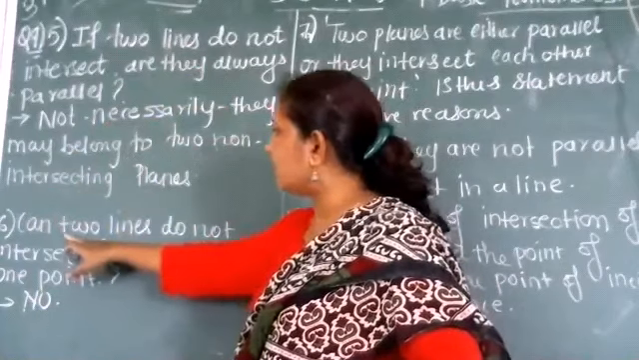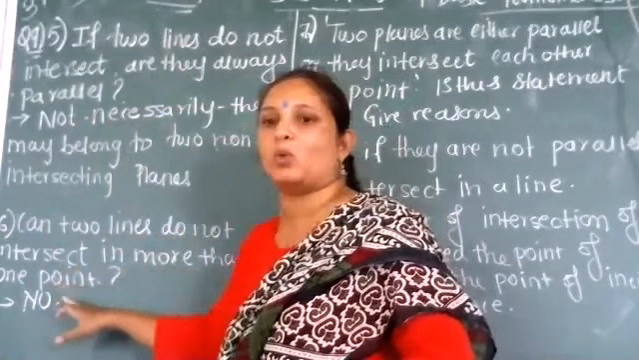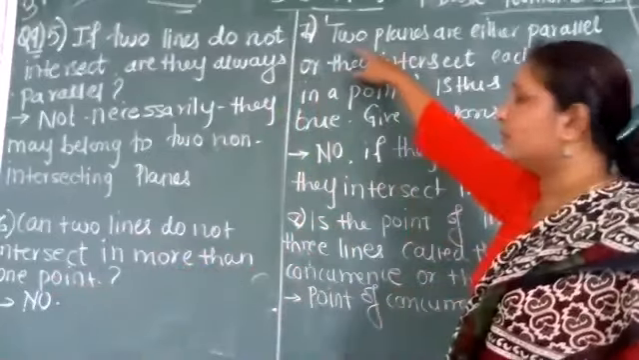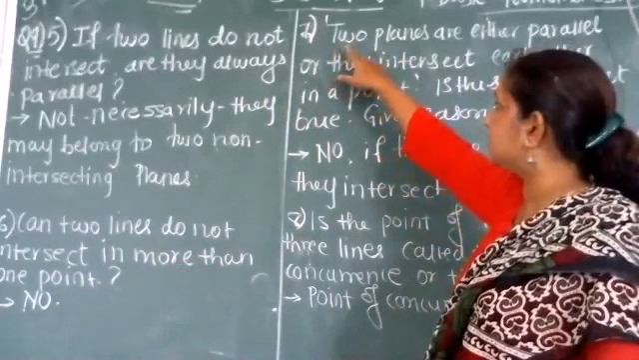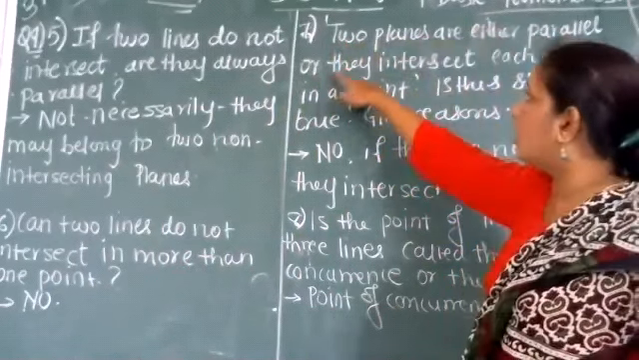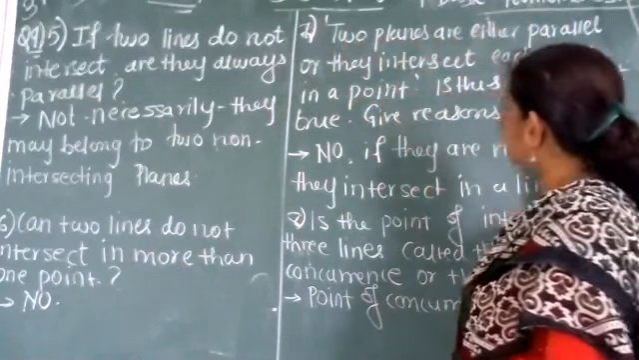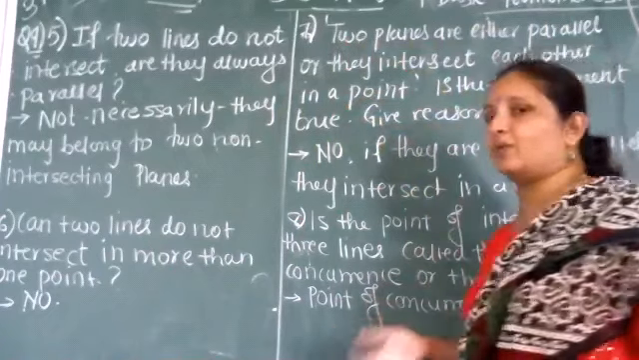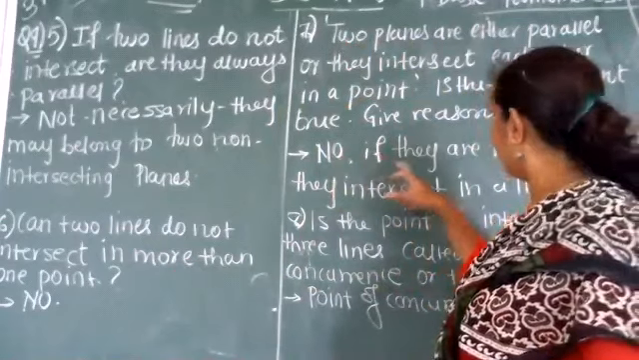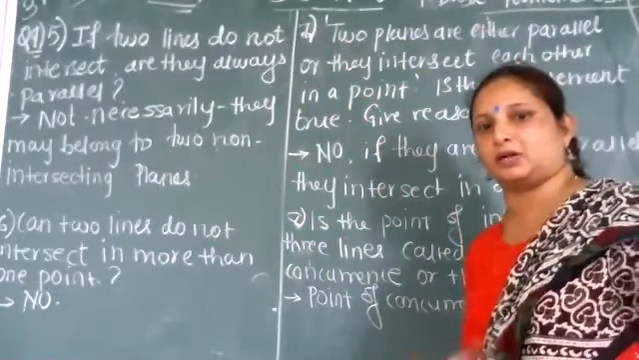Now, the same way here. Can two lines intersect in more than one point? No, they cannot. So we have written the answer as no. Now, same way, see what the next question is. Two planes are either parallel or they intersect each other in a point. Is this statement true? Give reasons. If I take two plane surfaces, it is not required. So here, no. If they are not parallel, they intersect in a line. Somewhere they may intersect.